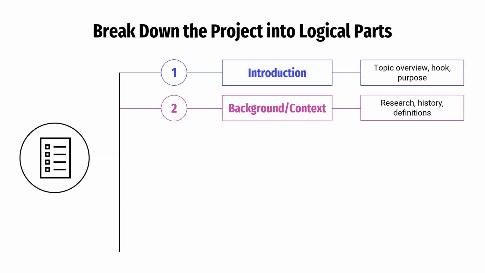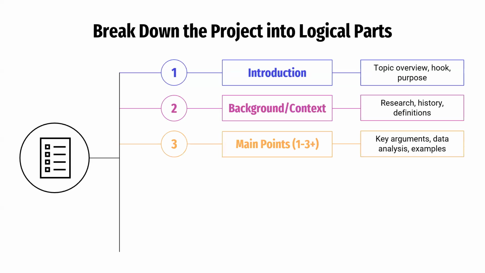Next, provide some background or context. Before jumping into your main points, give your audience any necessary background information, definitions, or key context that will help them understand your topic better. Then dive into your main points. Focus on 1 to 3 key arguments or ideas. Use data, examples, and analysis to support each point and make it engaging and informative.